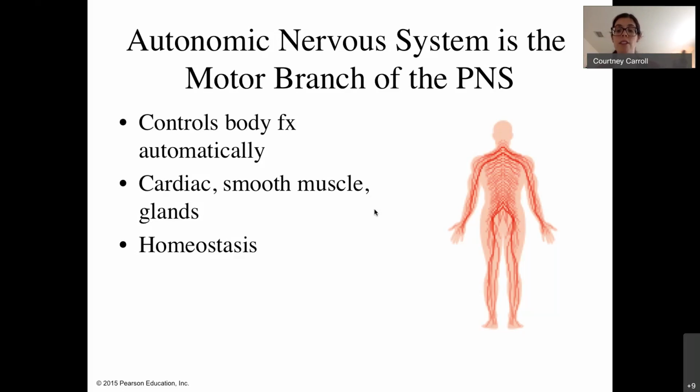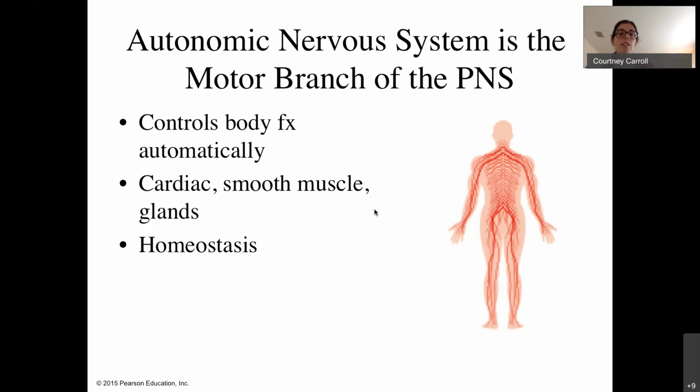Somatic being things under voluntary control, and autonomic being things under involuntary control. The autonomic nervous system is in the motor branch of the peripheral nervous system, and it's what happens to your body automatically. So you want to think about the two muscle tissue types that are under involuntary control, our cardiac muscle and our smooth muscle. Cardiac muscle, again, is found just in the heart and helps pump blood. Smooth muscle is found around our hollow organs in our body.